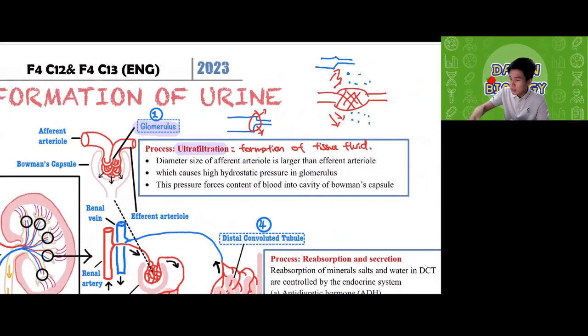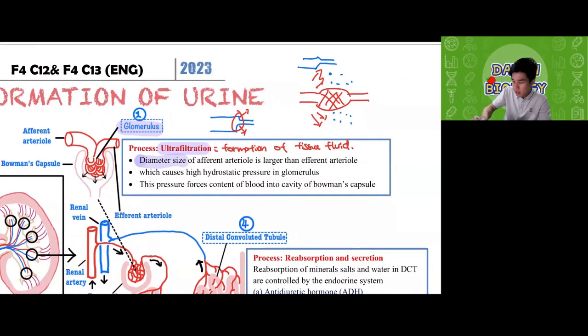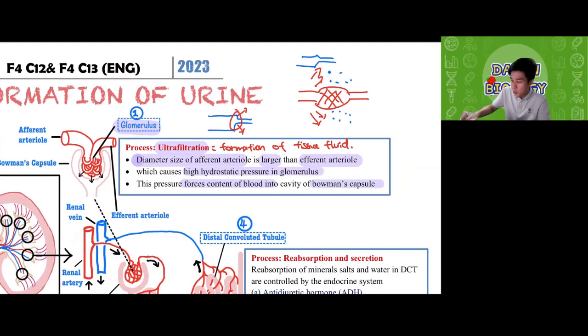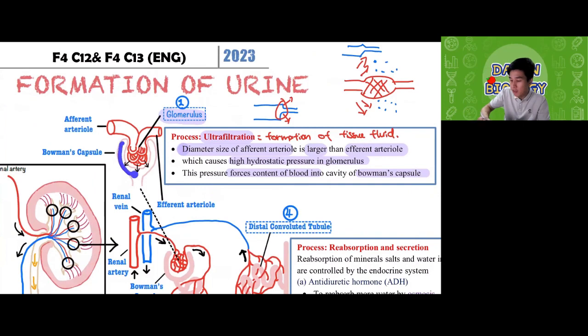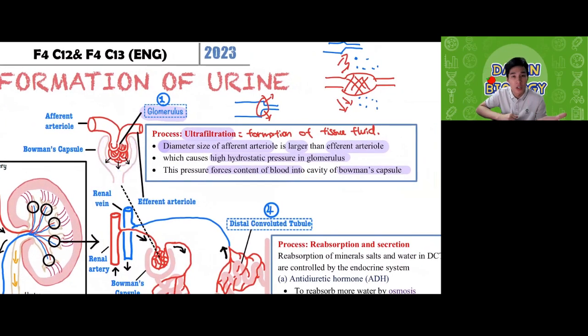Okay, so the explanation is the same. Diameter of afferent arteriole larger than efferent arteriole. Then got high hydrostatic pressure in the glomerulus. The pressure then forces content of blood into the cavity of Bowman's capsule. Bowman's capsule is the beginning of the nephron. Finish already, lor. That's the first process. And this process, they very much like to ask very often. One of the most common parts they will ask is this one.